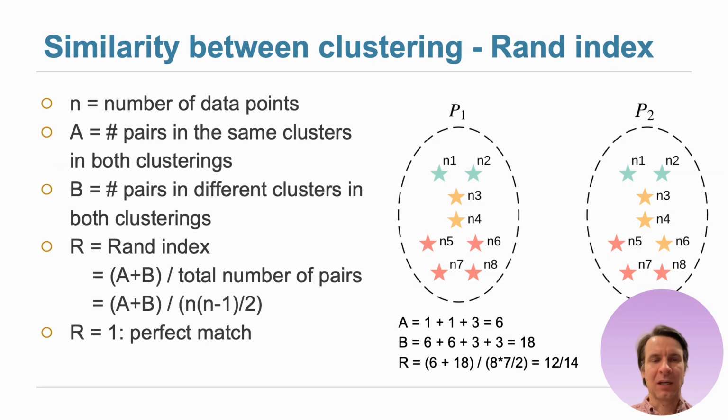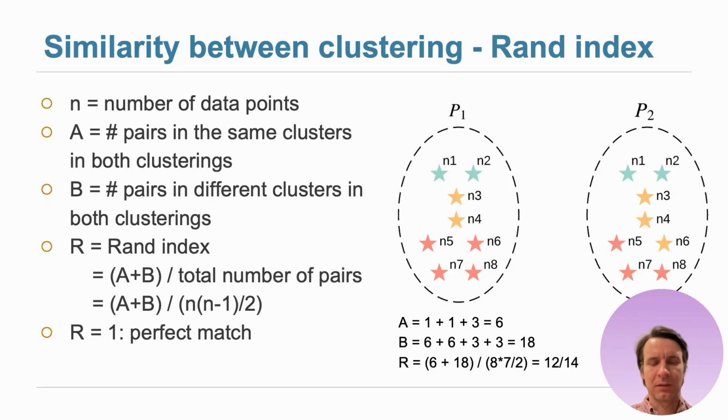A question is how good a clustering is. If you get two different clusterings, how similar are they? We would like to know how similar two clusterings are. You want to do this if you have a clustering that you know is the correct one and you want to test how your clustering is doing, or if you have two clusterings and you want to see how similar they are.